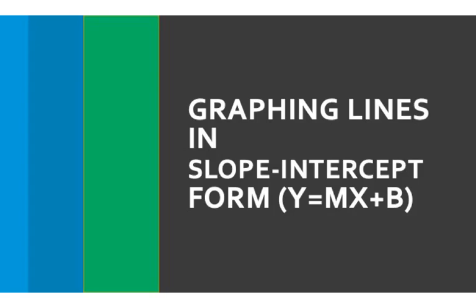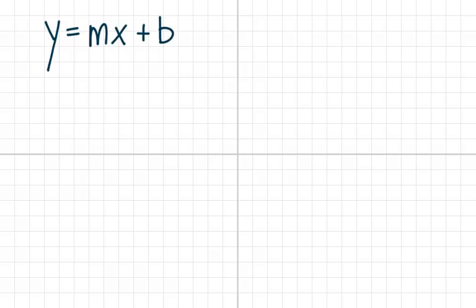Okay, this is a video where we're going to learn all about how to graph lines when given in slope-intercept form, which is this form y equals mx plus b. Now it turns out that this form y equals mx plus b makes it very easy to graph a line. So a line is basically a straight relationship when you have an equation with y and x in it.